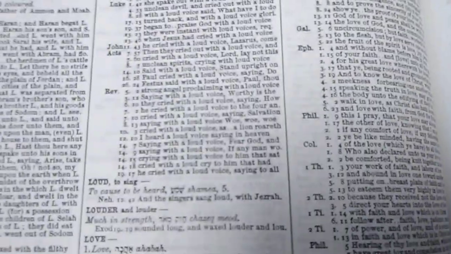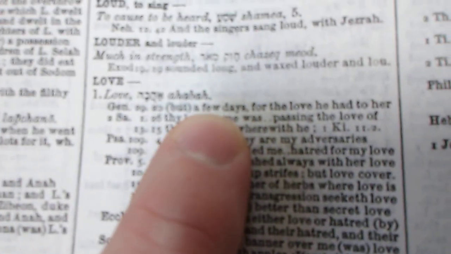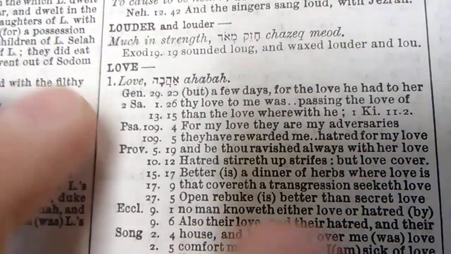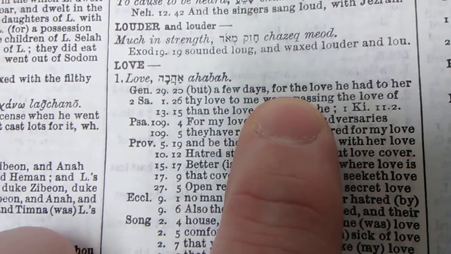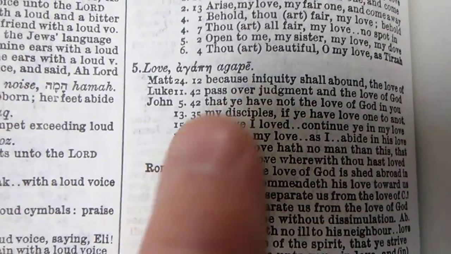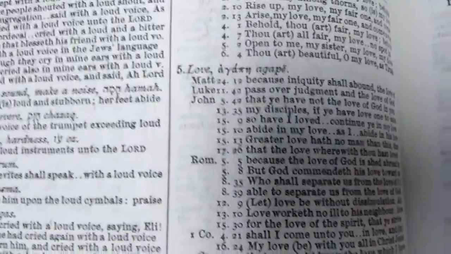So if we go back to Genesis, let's just look at Genesis 29:20 here, because it's the first entry, and that's easy. Let's get some focus. Okay. But a few days for the love he had of her. Okay, that would be it in context. We can go up to the Greek one. Because iniquity shall abound, the love of, and that's the whole snippet it gives you.